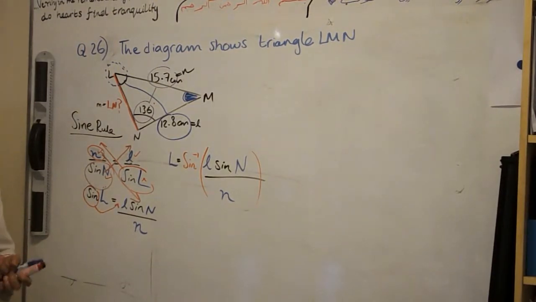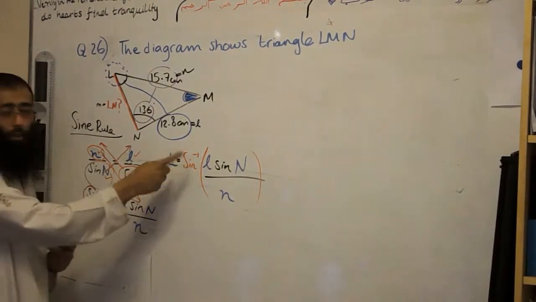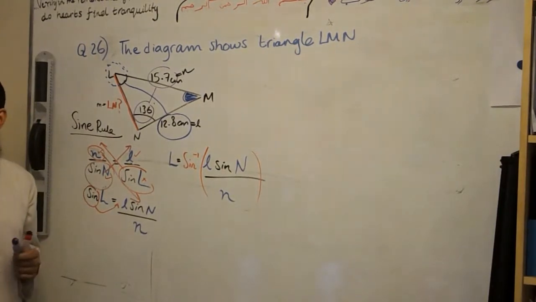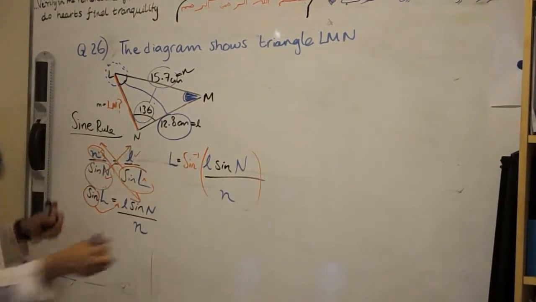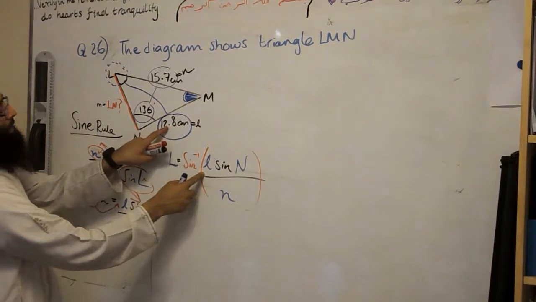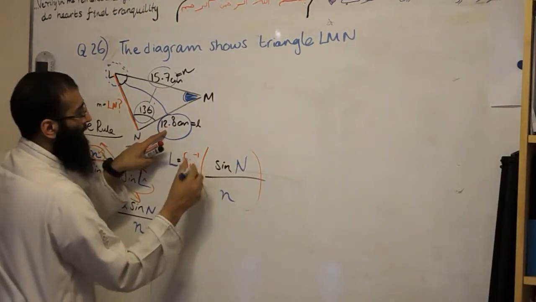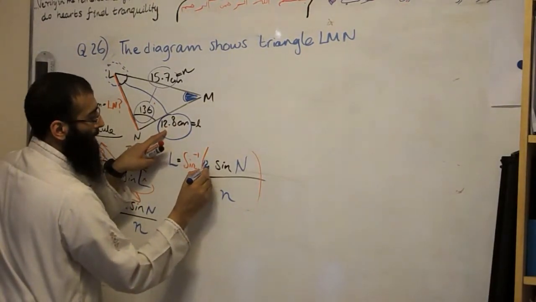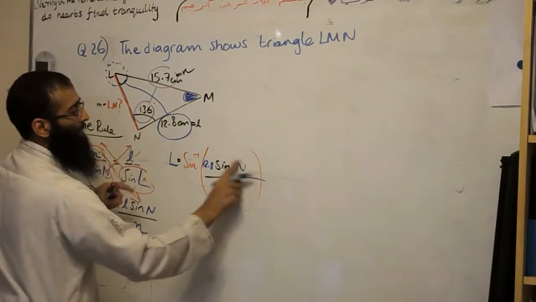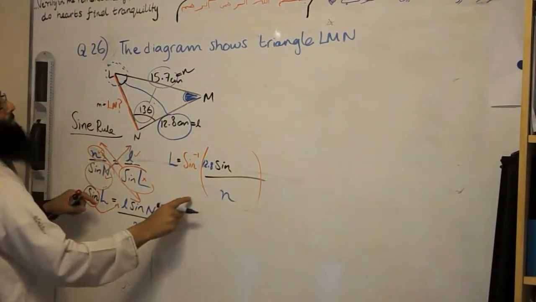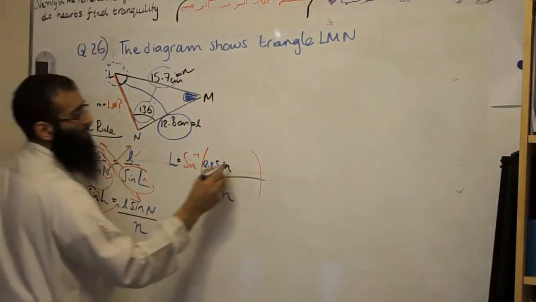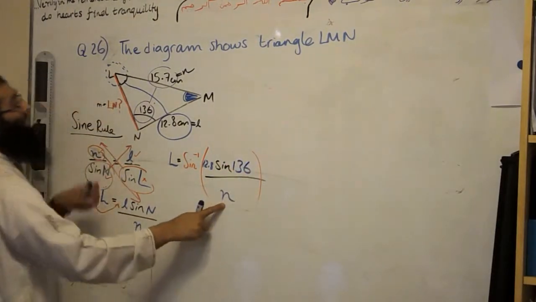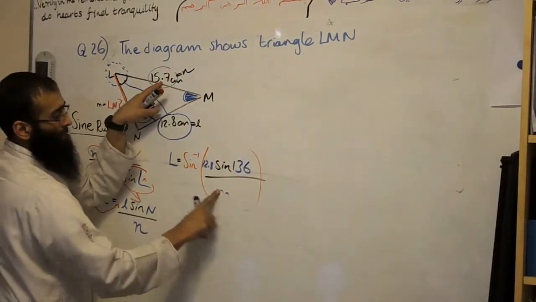What I'm going to do, I'm doing what I normally do. I'm just going to rub off the letters and put the numbers in there. You just have to write it down again, Idris. Okay, what is little L? Little L is 12.8. What is big N? 136. What's little n? 15.7.